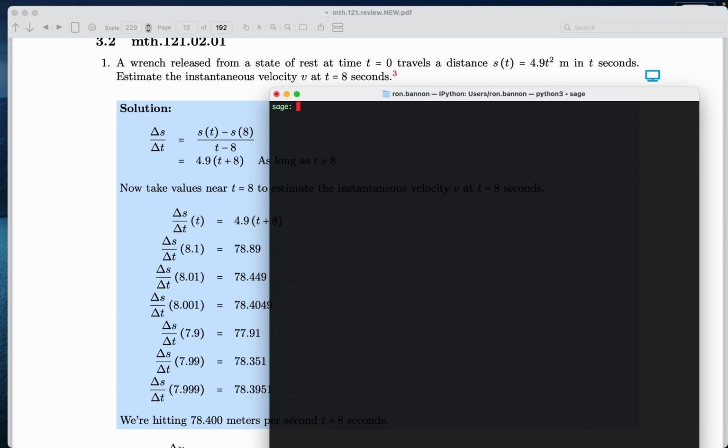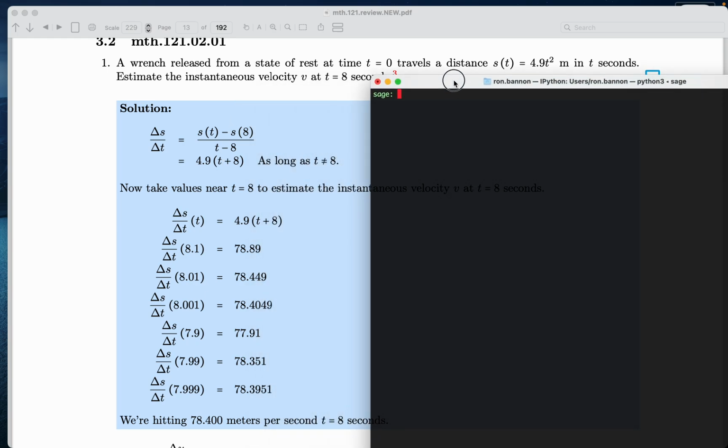All right, remember, m of t is a function, s of t is a function. I'm going to start to evaluate the slope function at certain values close to 8. So for example, if you said, oh, I wonder what m8 is, it would tell me that, but I don't want to do it. I want to do something close to 8. I'm going to do 8.1. And what do I get? I get 78.89. You get the idea, right?